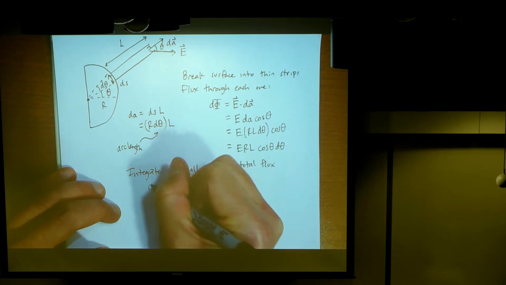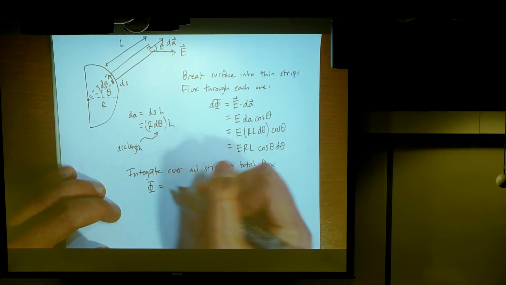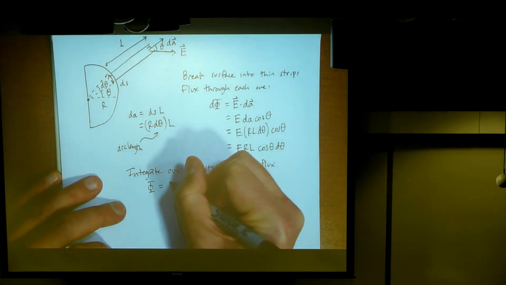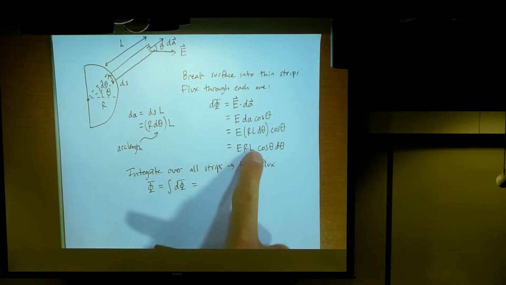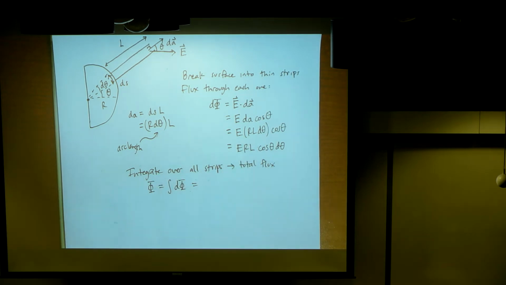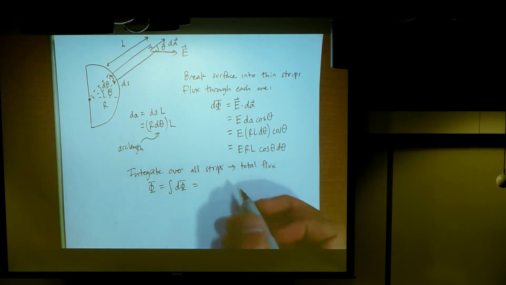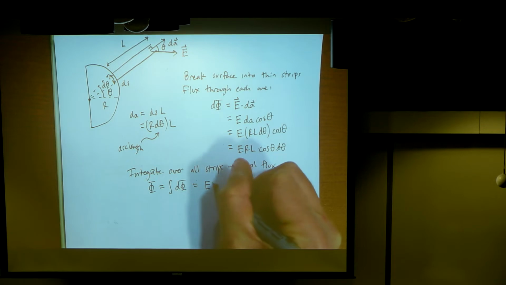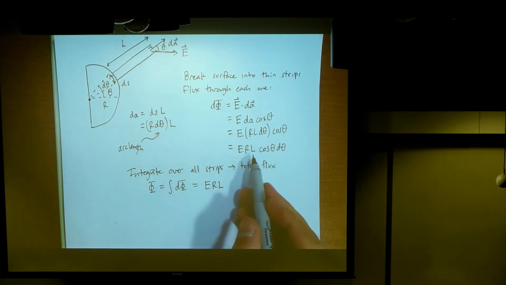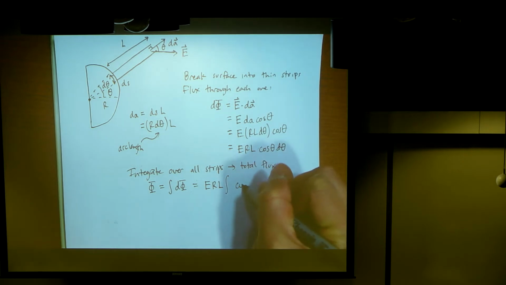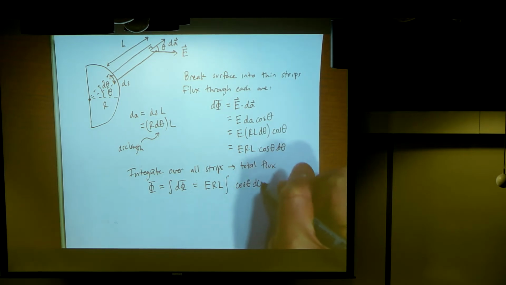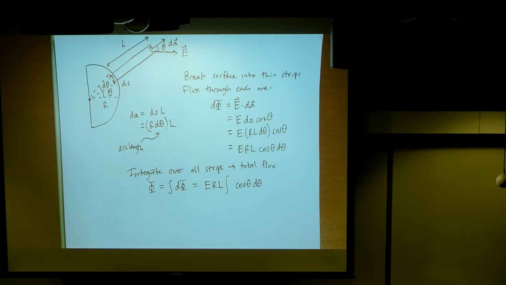So the idea is we take phi, representing the total flux, is the integral over all of these d phi's, and I'm going to plug this expression into the integral now, okay? But I'll notice that I have some constants that I can immediately pull out, which I noted earlier is E times R times L. And then all I'm left with inside the integral is cosine theta d theta. Now, what should my limits of integration be?